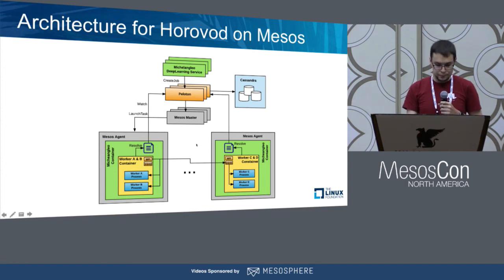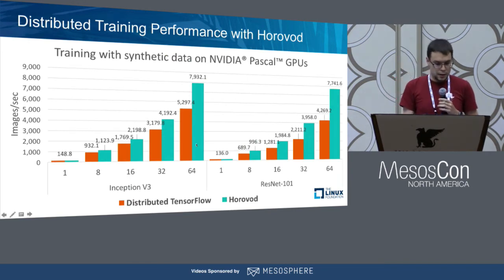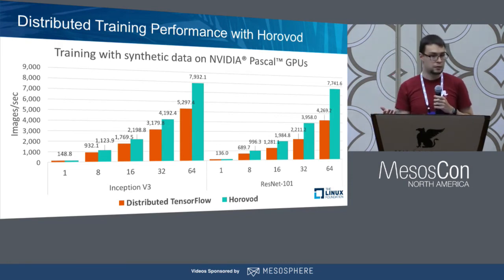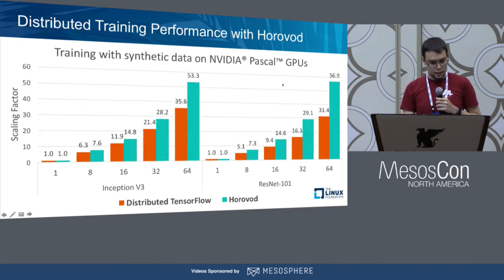So how does this compare performance-wise? These are numbers where we see both distributed TensorFlow and Horovod. We see the numbers are much better. With Horovod, we get almost 8,000 images per second, and that means that for the same ImageNet, we can do one epoch in about 2 minutes. And we see that scaling factors are actually very good. We get about 33x on Inception v3, and about 57x on ResNet 101.